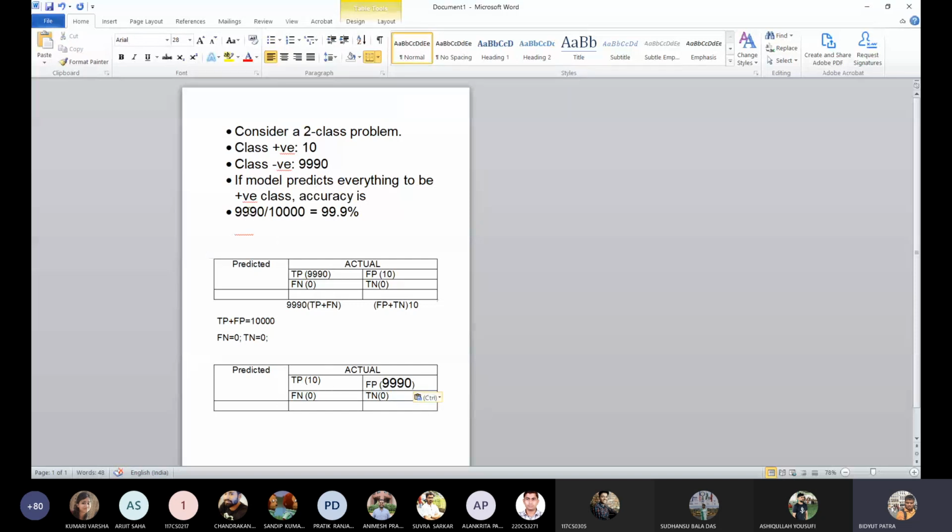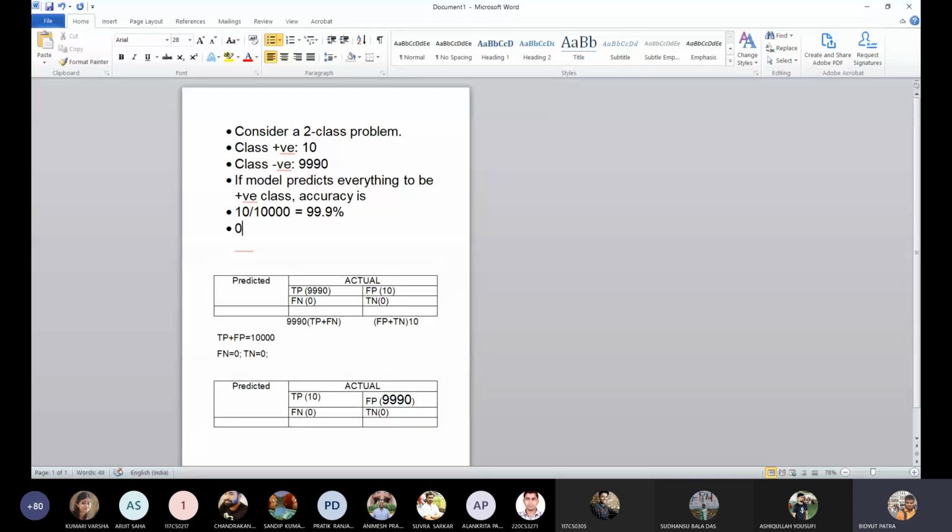Now what will be the accuracy? So accuracy will be 10 by 10,000. Therefore accuracy will be 0.1. So therefore what we should do, we should have some different measure to tackle this type of problem. Okay, so that I'll talk to you about.